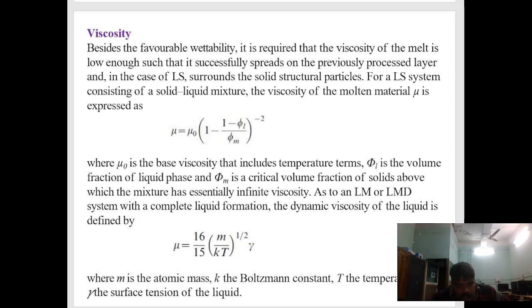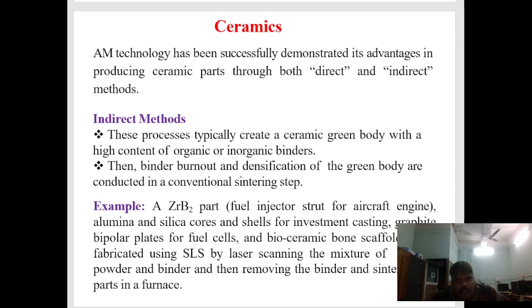where mu naught is the base viscosity that includes the temperature term, Phi L is the volume fraction of the liquid phase, and Phi M is the critical volume fraction of solid, above which the mixture has essentially infinite viscosity.